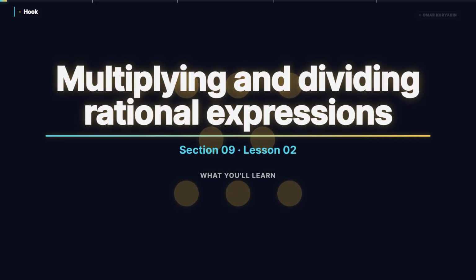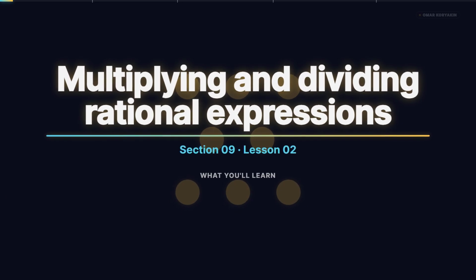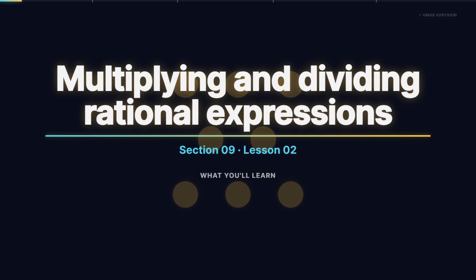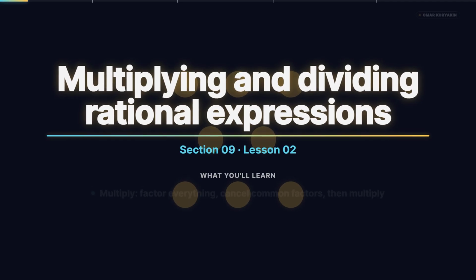Welcome to Section 9, Lesson 2. Once a rational expression is simplified, the next operation to learn is multiplication and division. Both work the same way they do for numerical fractions, with one twist: factor everything before cancelling.